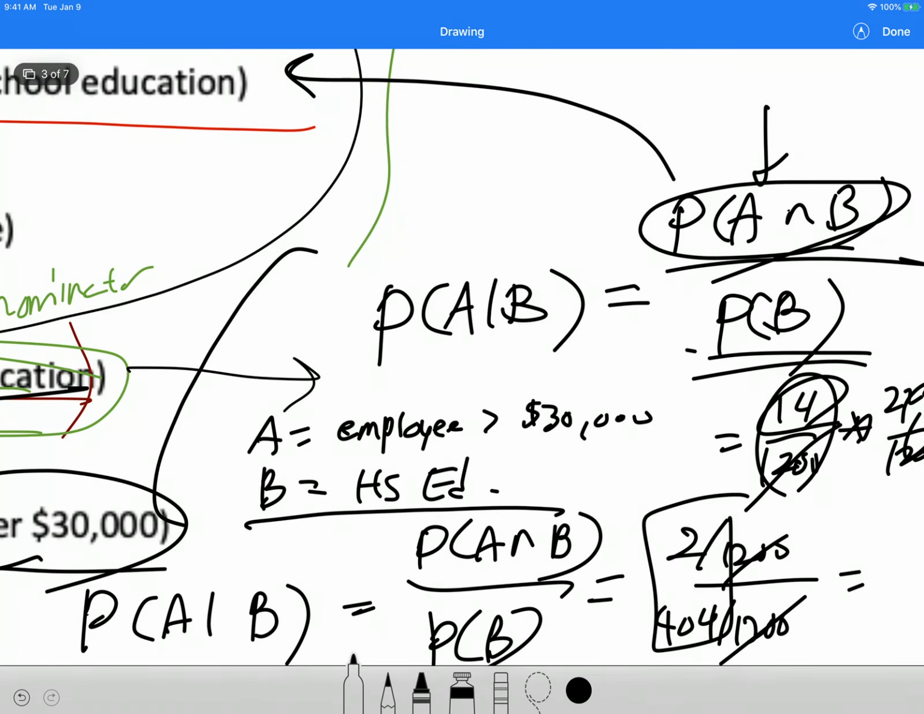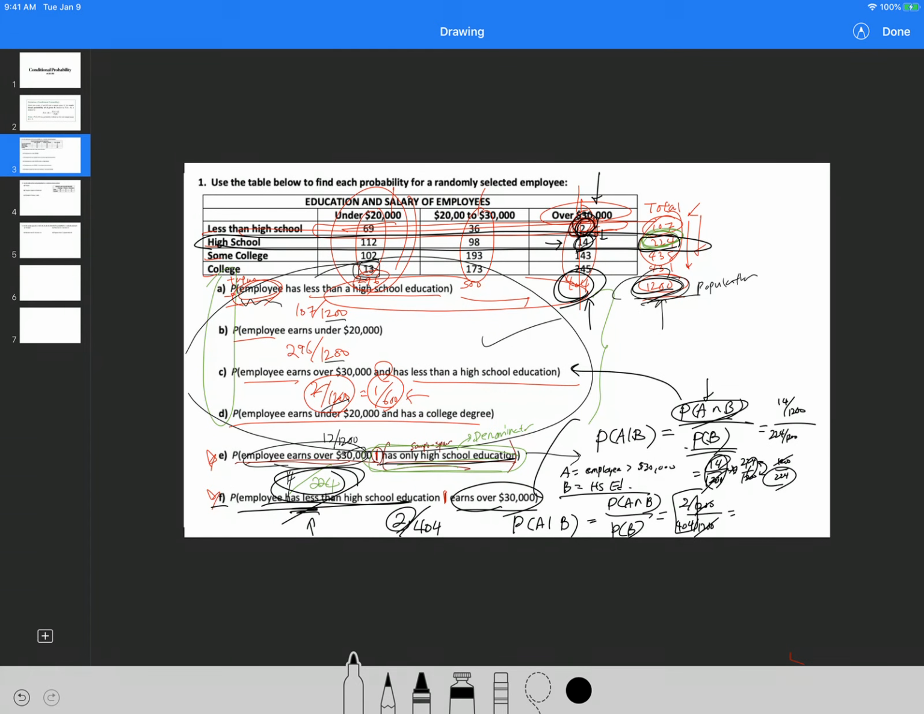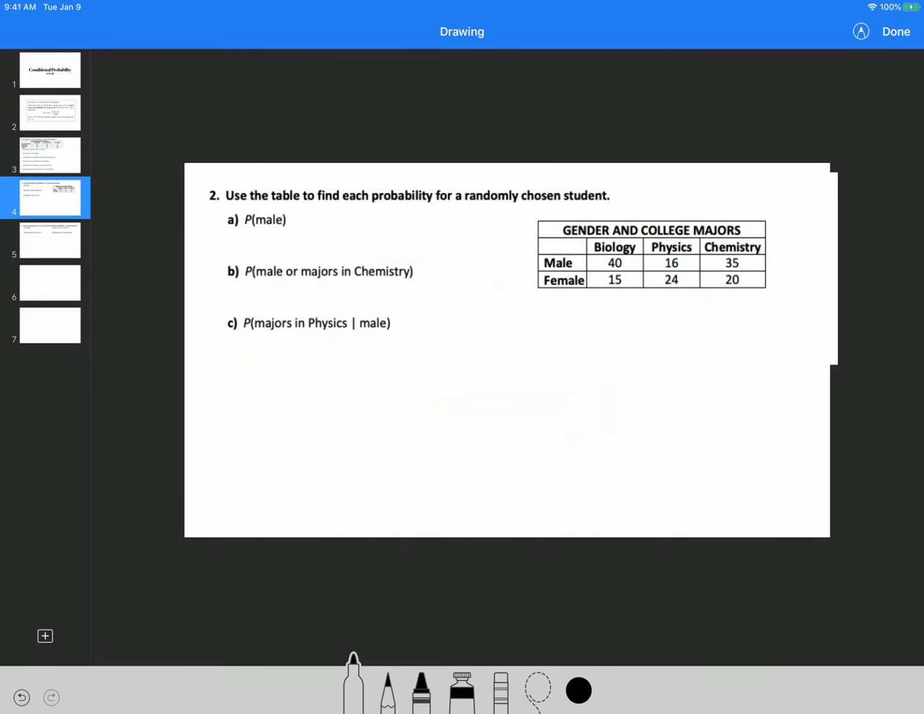You will get the same answer as I got before, 2 out of 404. Okay, so this was a beginning intro to probability, conditional probability to be specific.